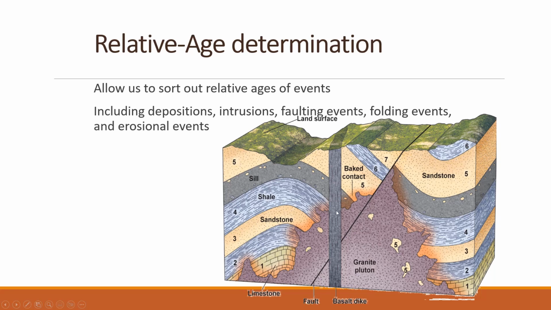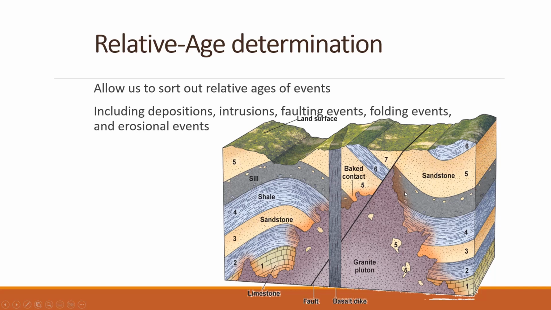So it's going to be that. Then the next oldest would be the intrusion itself. The intrusion is including some of these layers, so it has to be younger than them. It's baking the layers. So the intrusion has to be younger, but it is older than either the dike or the fault.